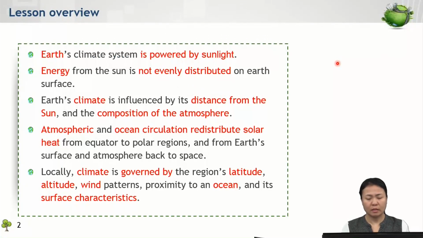So basically, in this lesson, we will learn about the sun energy, which is the power supply for the Earth climate system, and the factors that influence its distribution around the Earth. Then we also learn about the greenhouse gas and its greenhouse effect, which help to keep the Earth's surface temperature warm. And lastly, we will also learn about the factors that affect the global and regional climate pattern, including the atmospheric circulation and the ocean circulation.